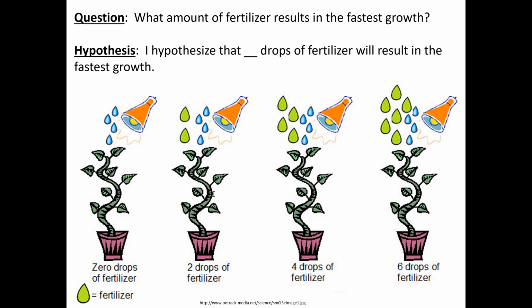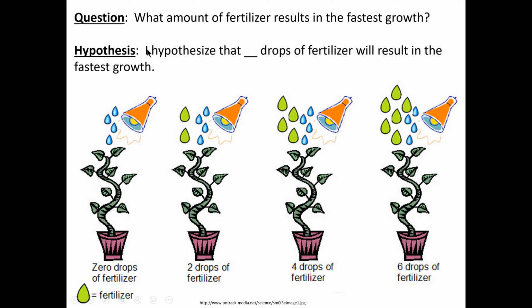Okay, so we're going to look at a specific example here. In our model experiment, we're going to have a student growing 4 different types of plants. And what we're going to be changing is the amount of fertilizer in each plant. This first plant has 0 drops. This second plant has 2 drops. The third plant has 4 drops. The fourth plant has 6 drops.